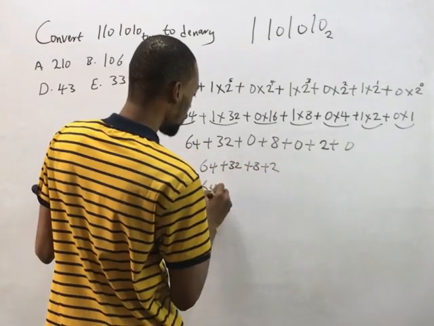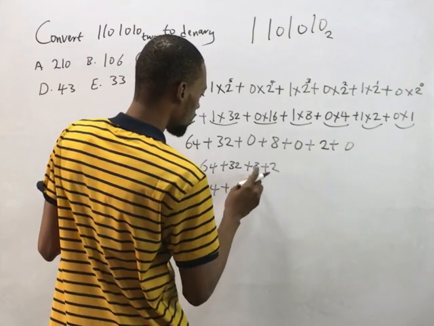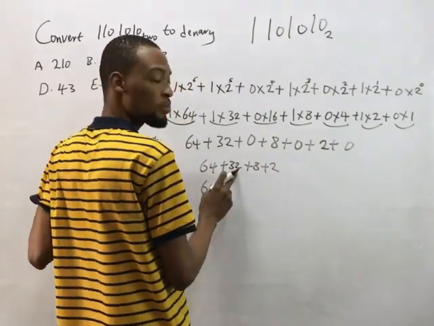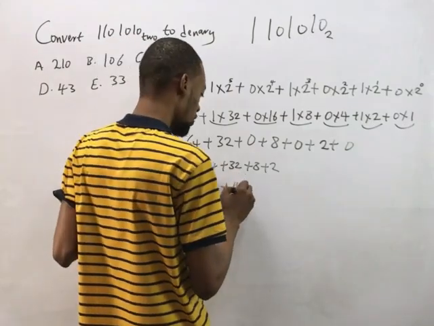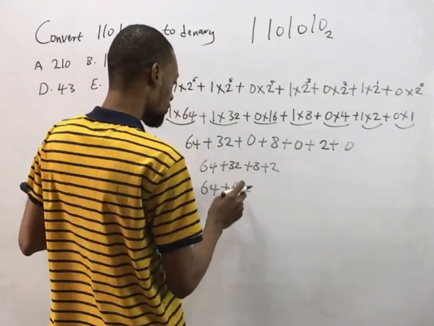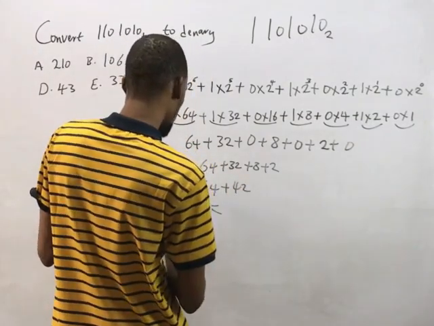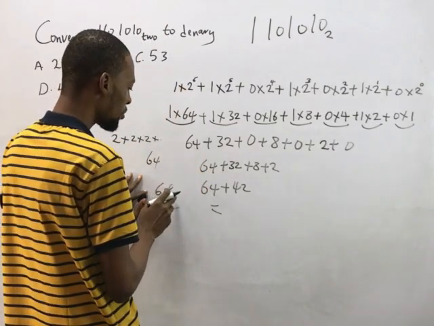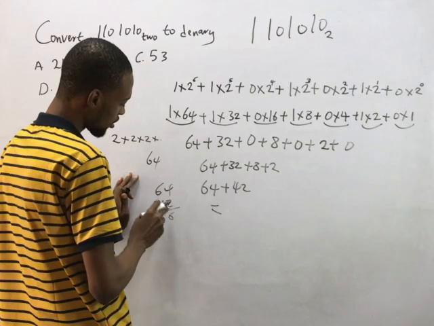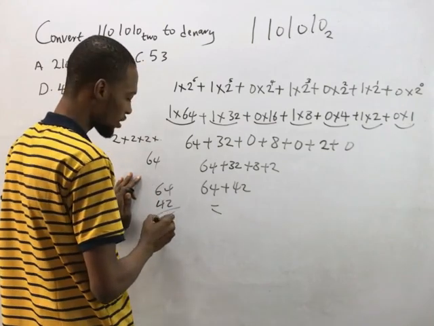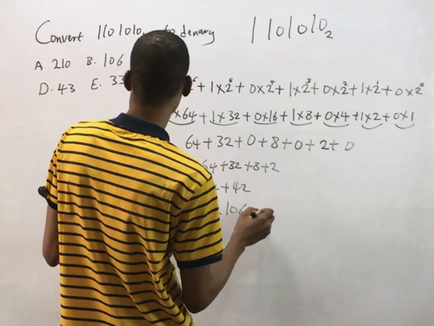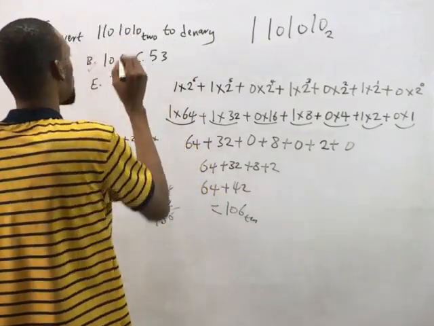So this will give you 64 plus 4 plus 8 plus 2 is 10, right? 10 plus 32 will give you 42. So this will give you 64, 42. 4 plus 2 will give you 6, right? 6 plus 4 is 10. So this will give you 106 base 10. So the answer is B, 106.